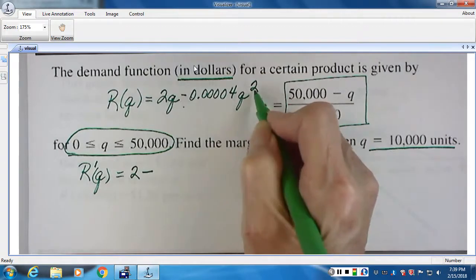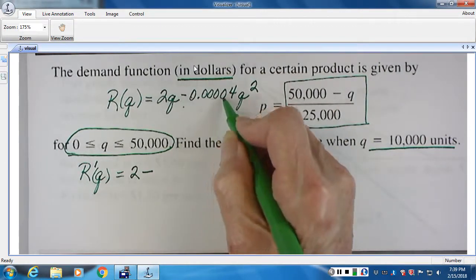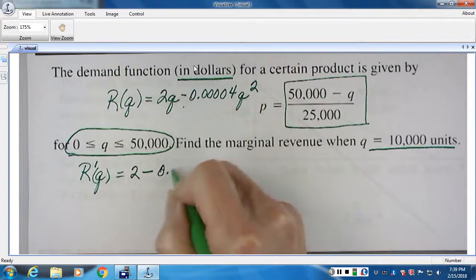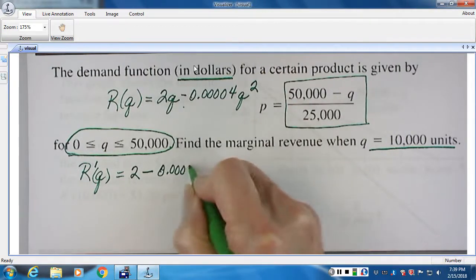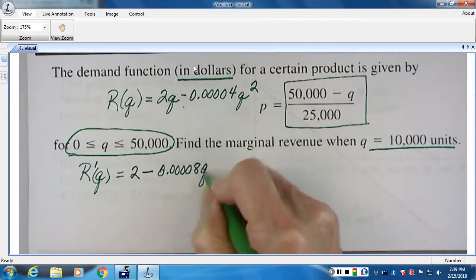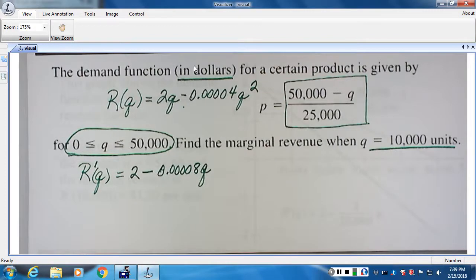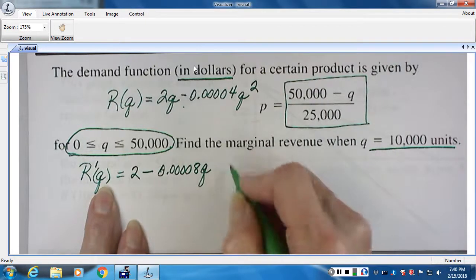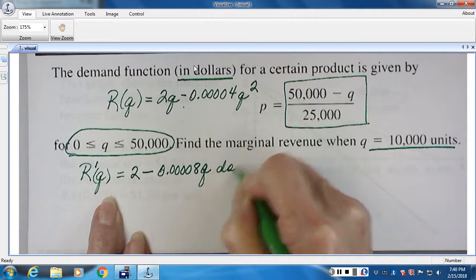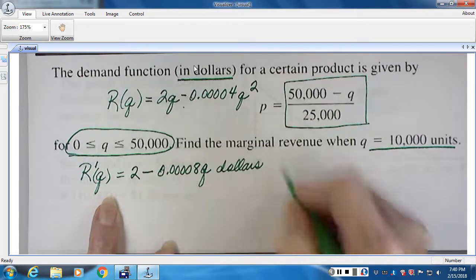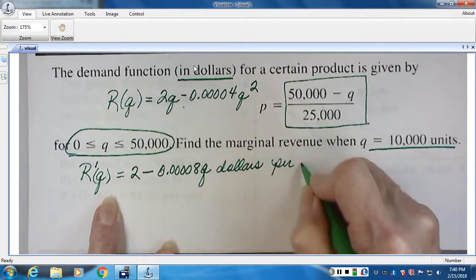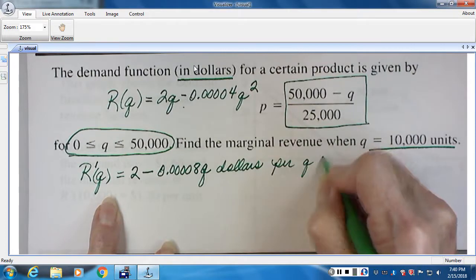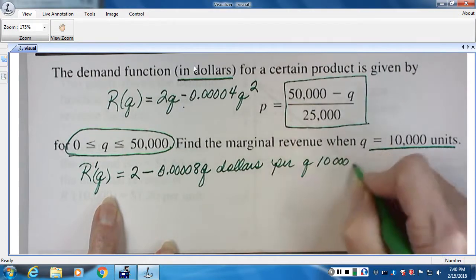And the second term is 2 times 0.00004, which is 0.00008 Q. So there is our marginal revenue. And this is the rate of change, and it's in dollars per Q, 10,000 units.